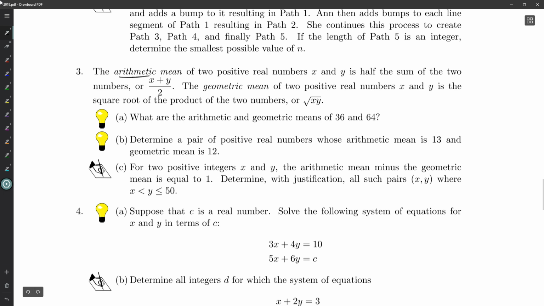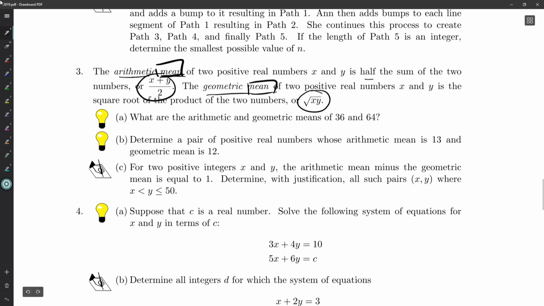All right, so the arithmetic mean of two positive numbers x and y is half the sum of the two numbers, or x plus y over 2. The geometric mean is the square root of their product, so square root of xy. There are other means out there, but these two are quite common, so they're good to know.